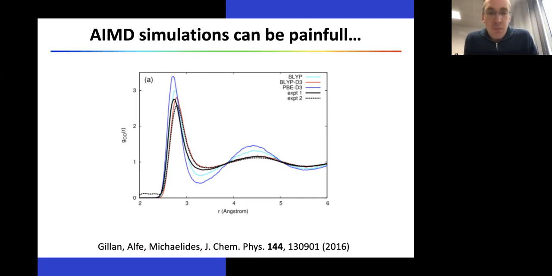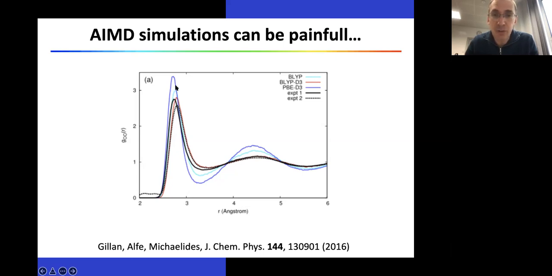So this is data taken from a review article in which we show oxygen g(r)'s for liquid water. We're showing the results from three different density functional treatments and against experiment. So experiment is this black data. We've got two different sets of experimental data.